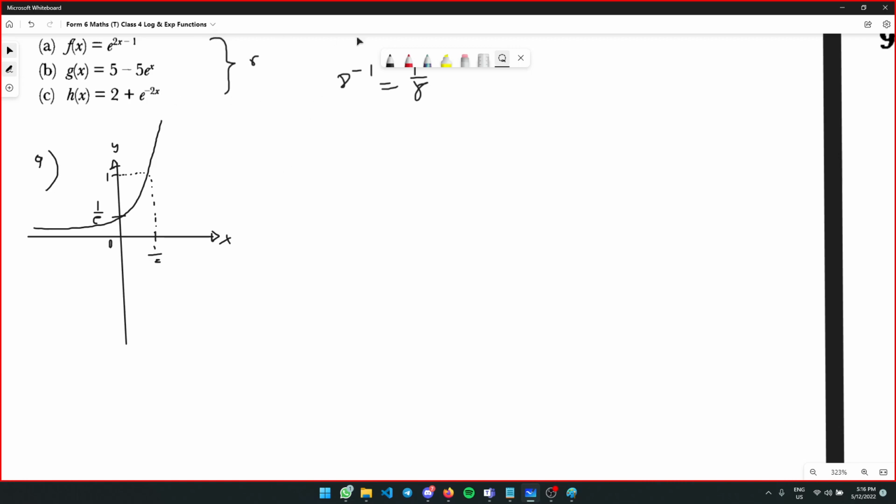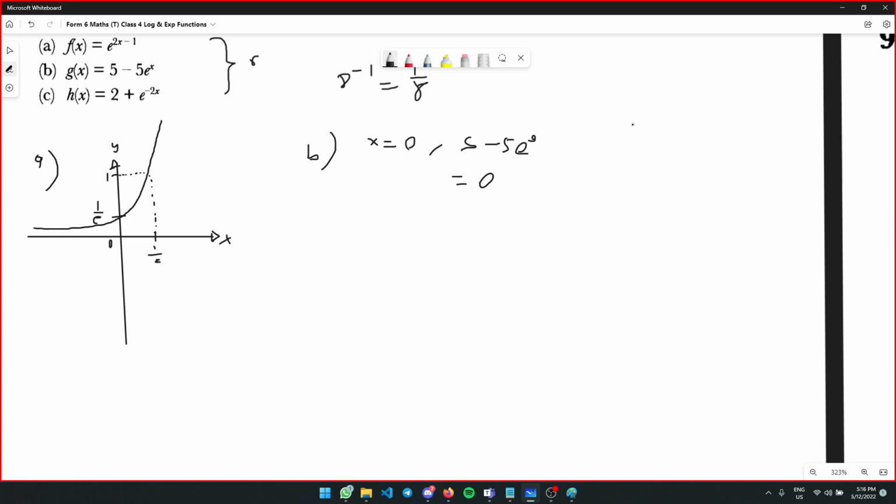Now I'll just go quickly through B and C. For B and C, you can notice that it's 5 minus 5e^x. What points do you have to remember? You have to remember when x equals 0. When x equals 0, you'll get 5 minus 5e^0, which is 1. You'll get 0.